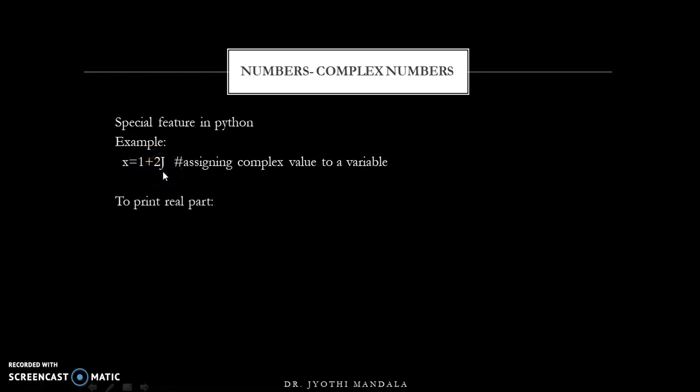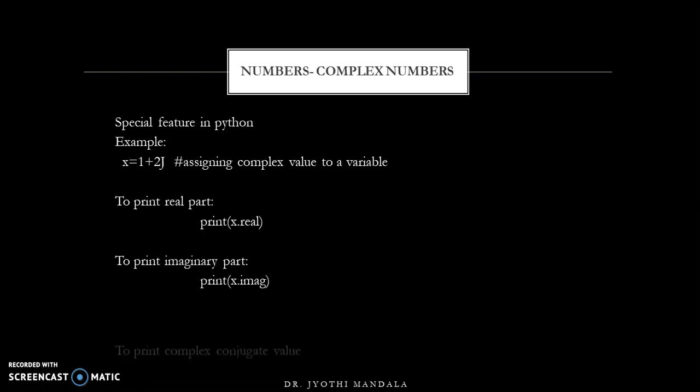Now whenever you want to retrieve only the real part, you need to get that value by using the variable name dot real. We'll see the example. Okay, if you want to get the imaginary part, then you need to write x dot imag, and it will retrieve the value of the imaginary part. Now to get the complex conjugate, you need to use a function called the conjugate function. Okay, now let us see these things with a simple example.